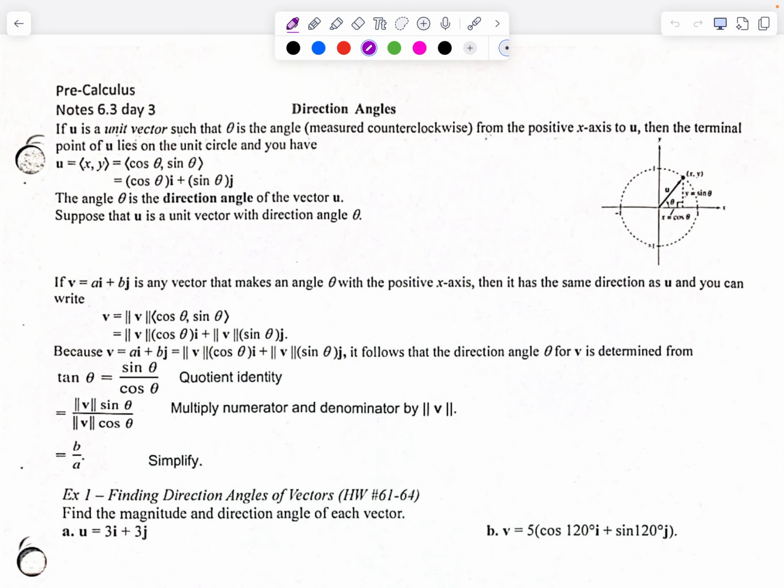All right, pre-calculus 6.3 notes, day 3. This is our last little lesson on chapter 6, and then we'll have a quiz. We have direction angles. So a lot of definitions here.